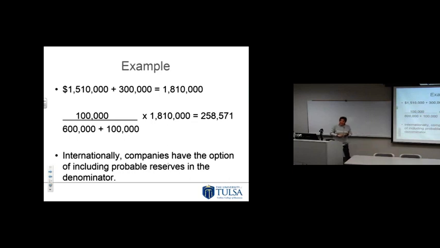I'm going to add to that my estimate of future development costs. We're always going to use the most current estimate. Our estimate at the end of 14 is $300,000. So I'm writing off $1,810,000.